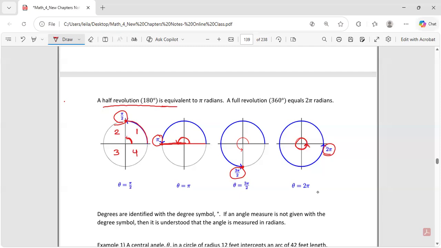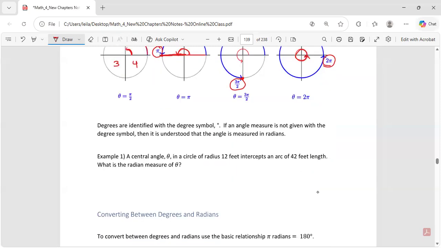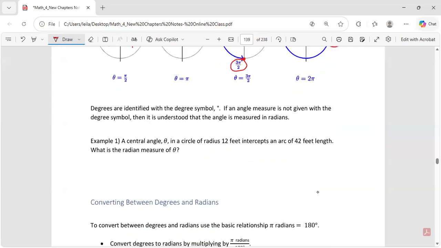Okay? Let's look at an example. It says a central angle theta in a circle of radius 12 feet intercepts an arc of 42 feet length. What's the radian measure of theta? We have a central angle, which means the vertex of the angle is on the center of the circle. The radius of the circle is 12 feet, so we show the radius by R.